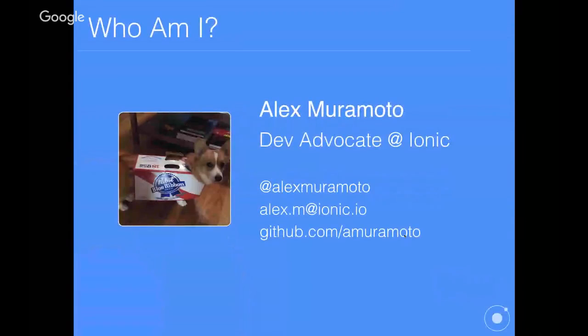All right, so real quick, my name is Alex Muramoto. I'm a dev advocate at Ionic. You can reach me anytime by Twitter or directly on email. I also have a GitHub account where I post a bunch of code samples and such. Please do feel free to reach out at any time if you have any questions about not just Ionic and Ionic 2, but also Angular, hybrid app development, any of those kind of topics.